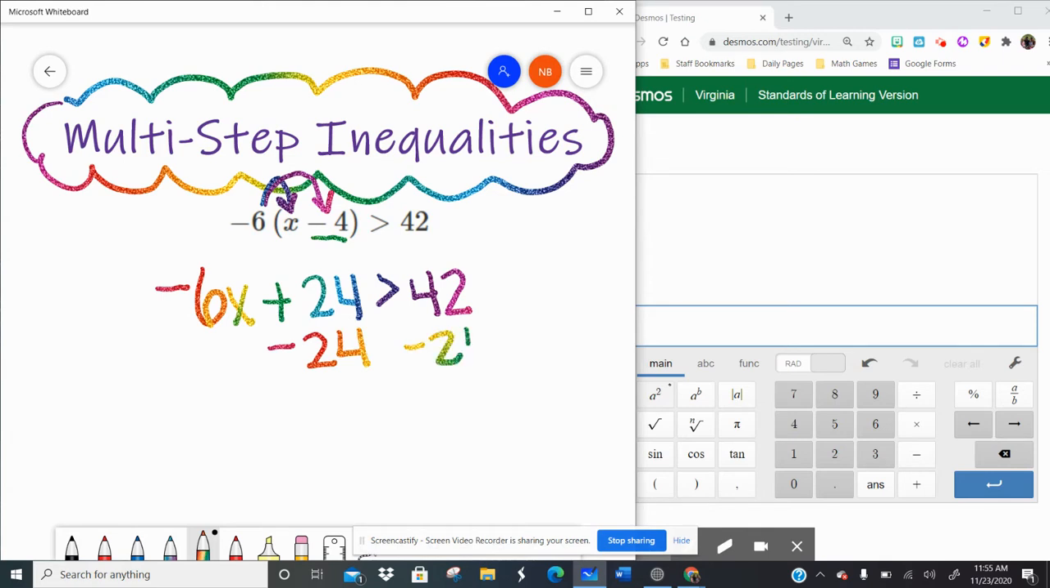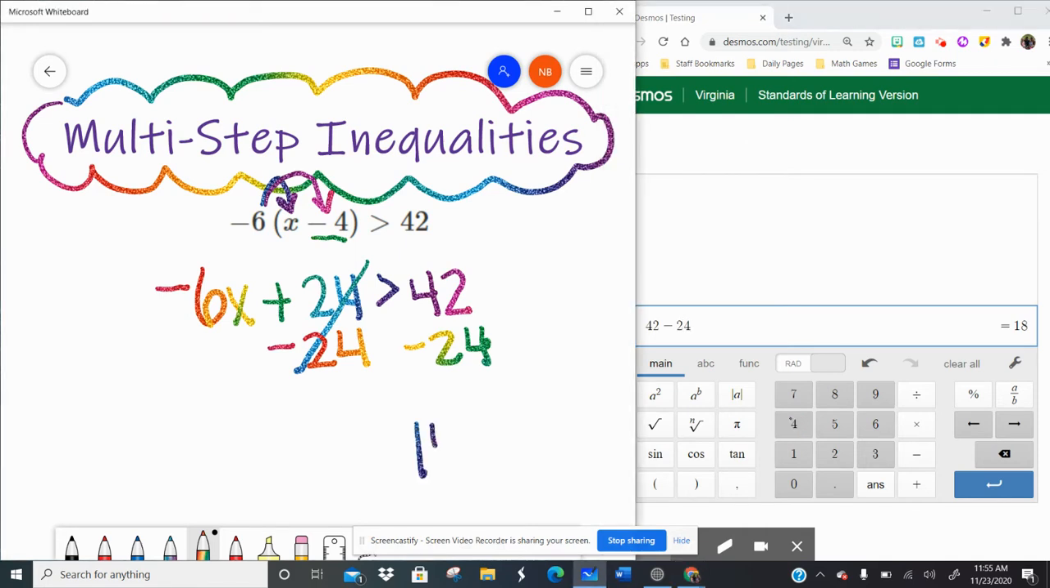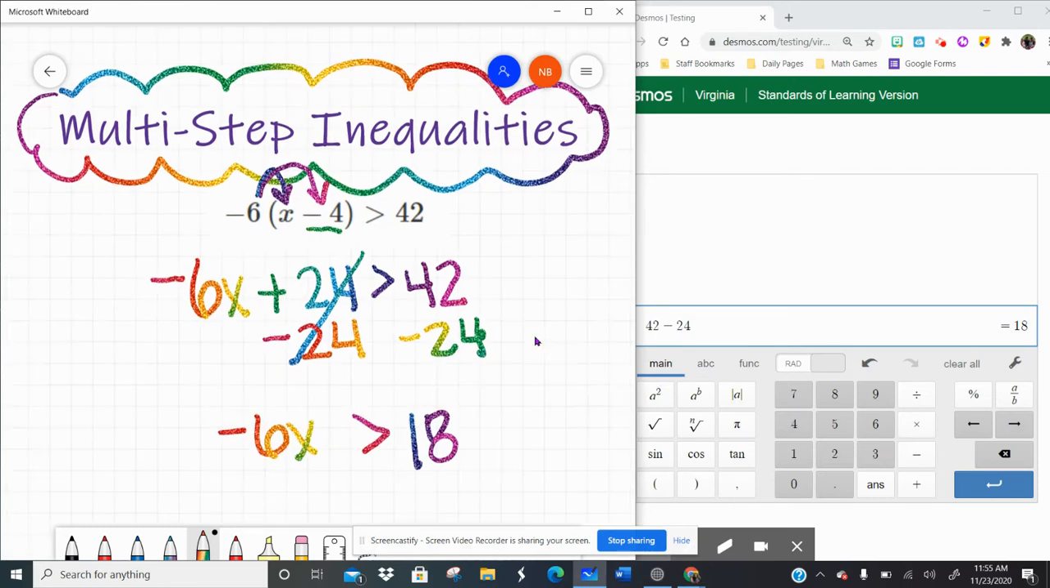And I have my calculator open in case there's any math that gets tricky or that I want to double check. So just for fun, it's here. I'm going to double check my math on 42 minus 24. Really, I'm having the calculator do it for me. And it's 18. Okay, so everything else comes down. -6x is greater than 18.